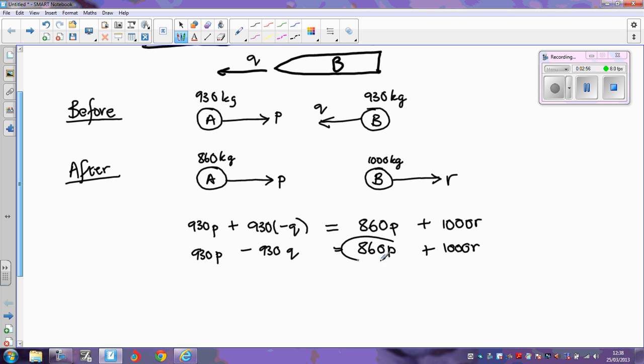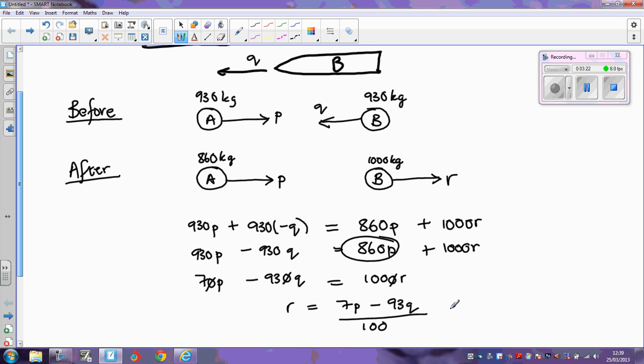So all I'm going to do is move this 860p to the left. In other words, I get 70p minus 930q is equal to 1,000r. If I divide through by 10, I've got 7p minus 93q is equal to 100r. In other words, r is equal to 7p minus 93q divided by 100, which is the same as 1/100th of 7p minus 93q.